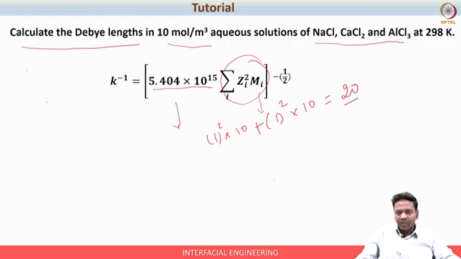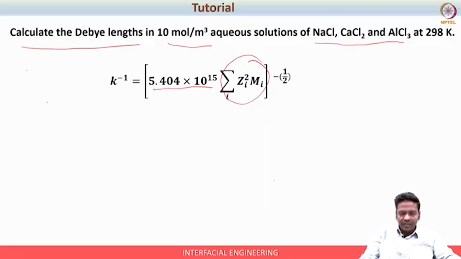So if you simply multiply this with this, you will get an answer. In this case, it's a very simple problem. In the case of the 1:1 electrolyte, we don't have to really worry too much. So here the answer is K inverse is 3 nanometer, that is 3 into 10 power minus 9 meter. Right. So this is done.